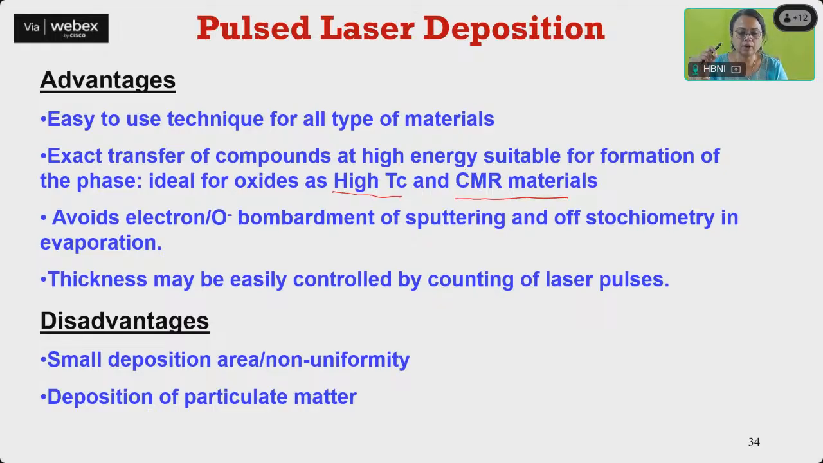Exact transfer of compounds at high energy is suitable for formation of the phase. This avoids the electron or ion bombardment of sputtering. Thickness may be easily controlled by counting the number of laser pulses.